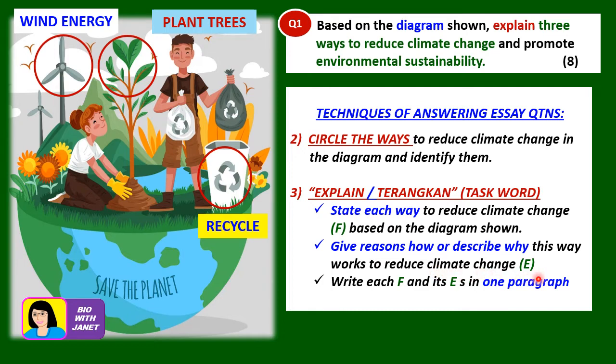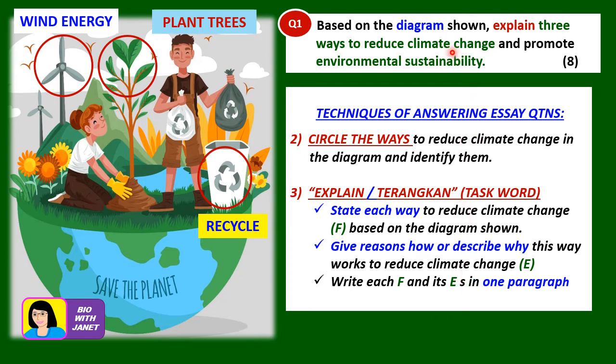This is your E. So have more than 1 E. You can have 2 E's or 3 E's, right? To ensure that if 1 E is wrong, E stands for explanation, if 1 explanation is wrong, there are a few more to back you up. Okay, so write each F and its E's in 1 paragraph. The fact and the explanations to back up the fact. Write it all in 1 paragraph. So since you have 3 ways or 3 facts here, you should have 3 paragraphs. Okay, at least 3 paragraphs.